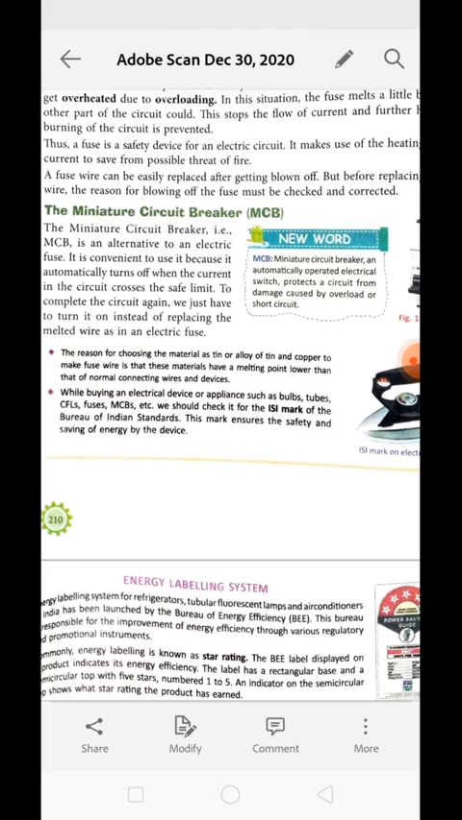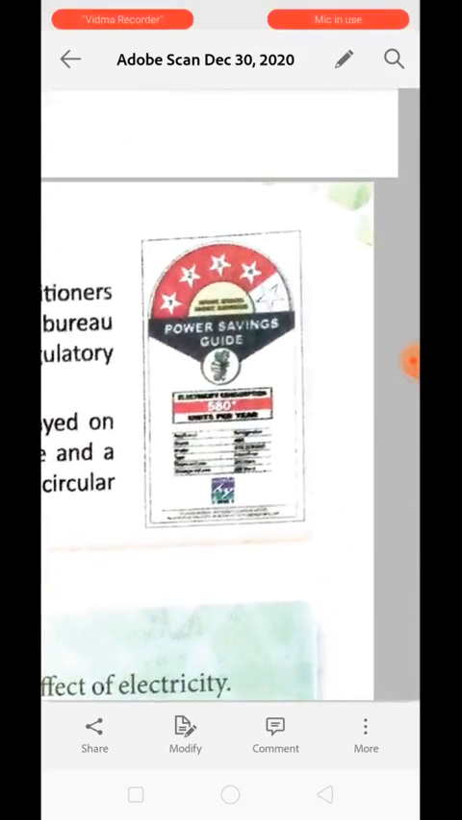Now while buying electrical appliances, we must check the star mark or star rating given to them. We should check for the ISI mark as well. The ISI mark has been provided by the Bureau of Indian Standards. This mark ensures the safety and energy consumption of the device. You can see over here, this is the star rating of a device.